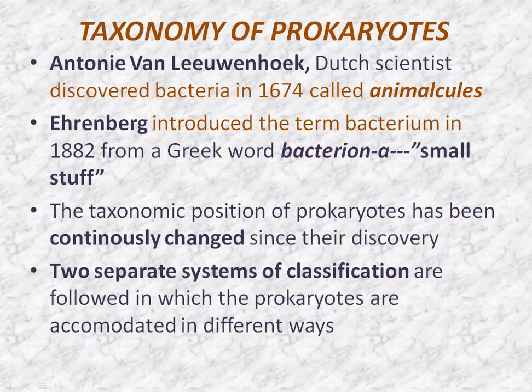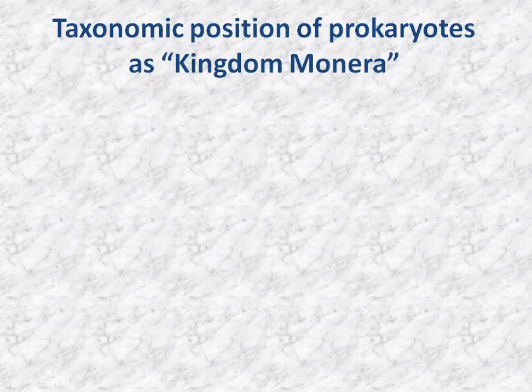Prokaryotes or bacteria were discovered in 1674 by Leeuwenhoek, and he called them animalcules. Animalcules means small animals. Ehrenberg introduced the term bacterium in 1882 from a Greek word bacterion or bacteria, means small stuff. The taxonomic position of prokaryotes has been continuously changed since their discovery, and two separate systems of classification are followed in which the prokaryotes are accommodated in different ways. And taxonomic position of prokaryotes as kingdom, Monera.